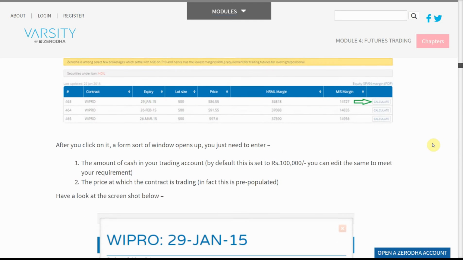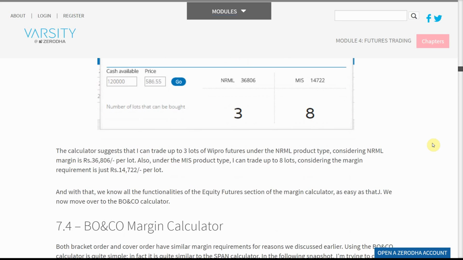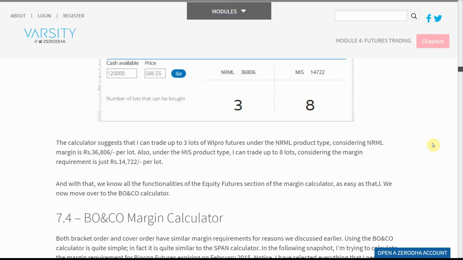The calculator suggests that I can trade up to 3 lots of Wipro futures under the NRML product type, considering NRML margin is 36,806 rupees per lot. Also, under the MIS product type, I can trade up to 8 lots, considering the margin requirement is just 14,722 rupees per lot.